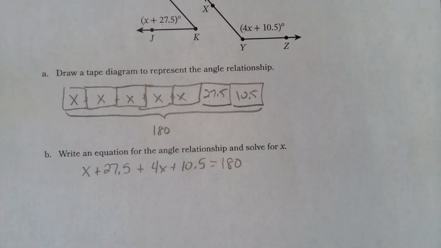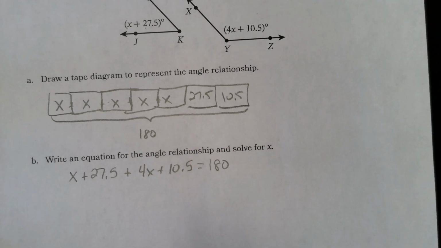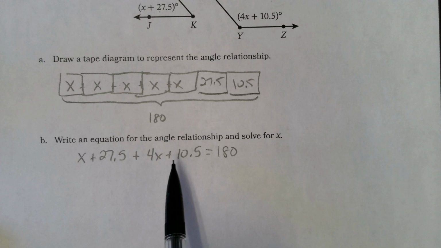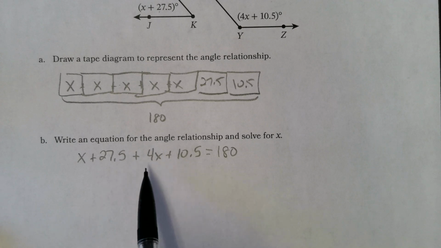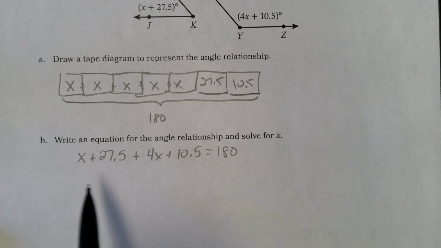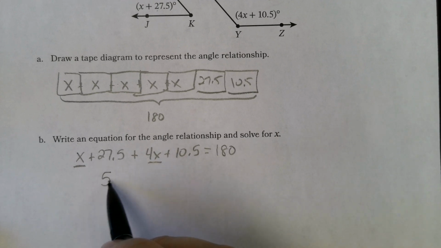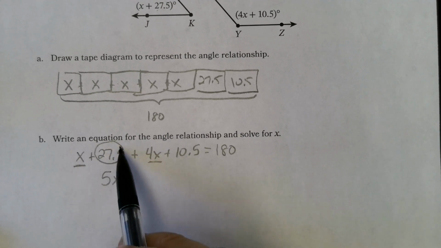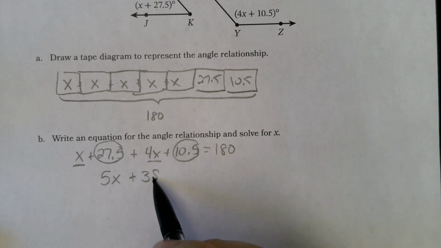Now, I don't want you to get too worried about, oh my gosh, there's so much here. Don't worry about the equals 180 first. First thing you do is simplify, just like we did in our previous topic, where we had to distribute and combine like terms. Well, here there's no distributing, it's just combining like terms. So I have x and 4x, which equals 5x. And 27.5 and 10.5, which equals 38.